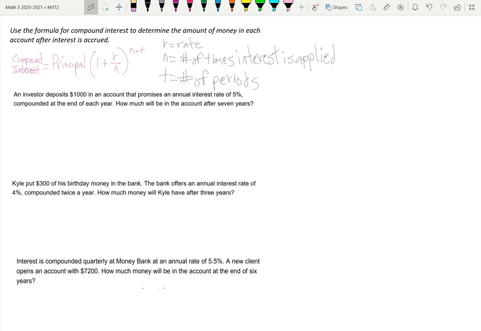All right, so the following formula: you take the principal, you multiply it by 1 plus r divided by n, and then you raise it to the nt power, where n represents the number of times the interest is applied, and t is the number of periods.